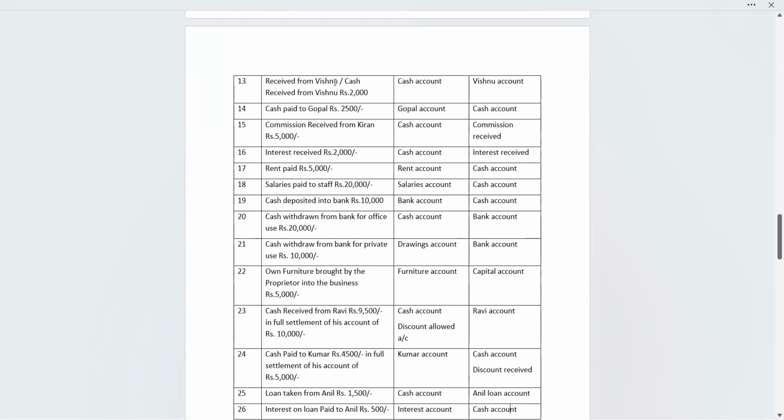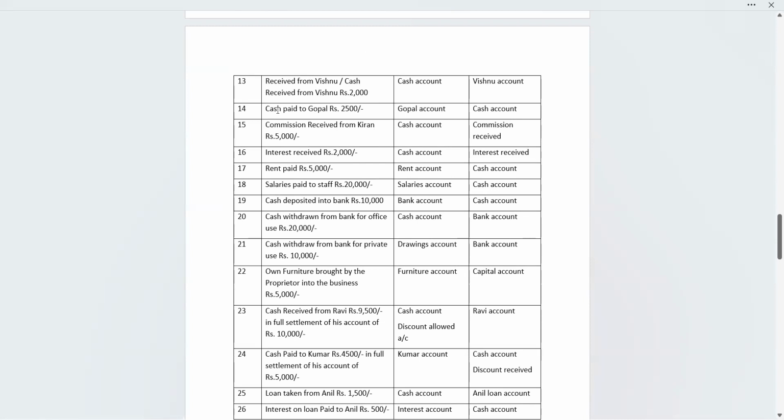Received from Vishnu. What are you receiving? Cash only. Sometimes it is given as received from Vishnu, or otherwise cash received from Vishnu. Both are similar. You are receiving cash. Cash comes in or goes out? Comes in. Comes in means which side? Debit side. Who will give? Vishnu is a giver. Giver, which side do you enter? Credit side. So the personal rule is applying: debit the receiver, credit the giver. Here Vishnu is a giver. Giver, which side? Credit side.